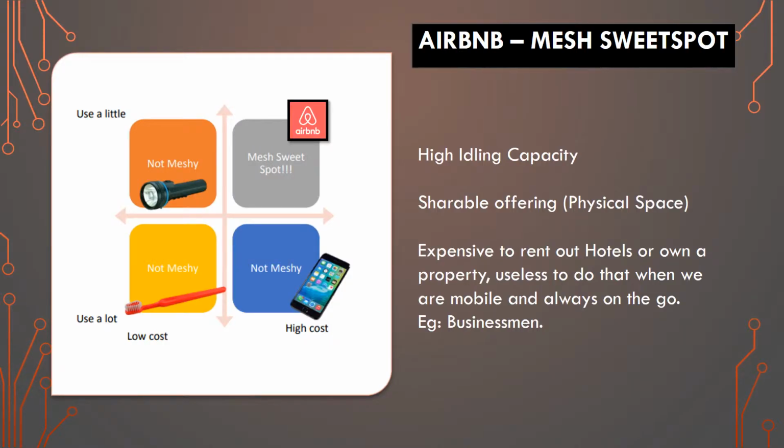As is the case with any network orchestrating firm or company, it is very important to make sure that they are placed in this diagram on the top right hand side in the mesh sweet spot box. That is where Airbnb has been placed. That is because it satisfies both the criteria of being an expensive property to own and often not used very frequently. The core idea of Airbnb revolves around letting out spaces which are not always occupied, so there is high idling capacity, and being a physical offering, it allows sharing with others who don't own it and only want to rent it on a temporary basis.